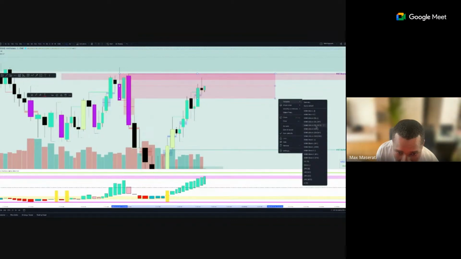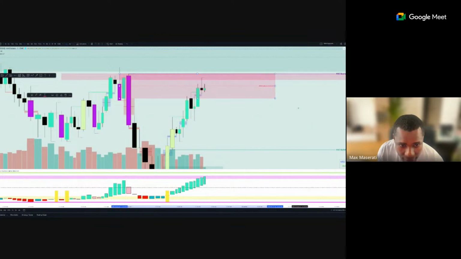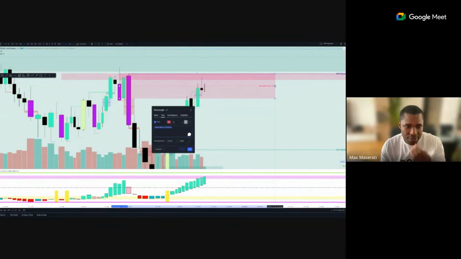CDS, M1. So we're waiting for a PO4 bearish. Very nice PO4 bearish. I'll enter this trade here.